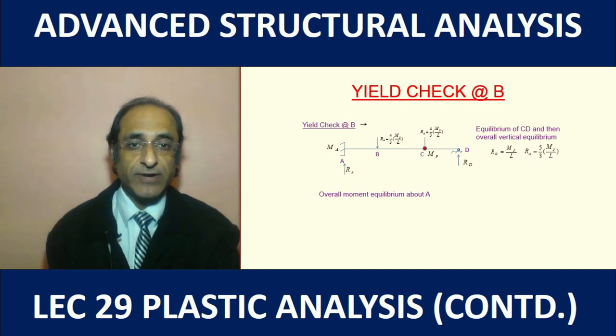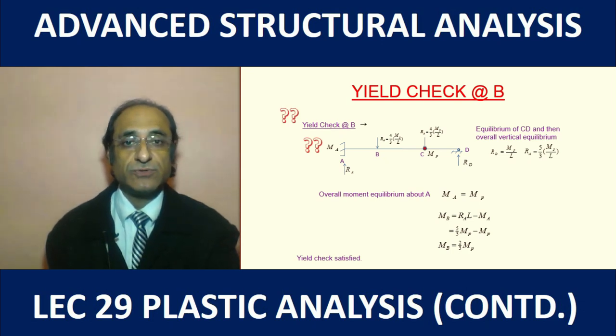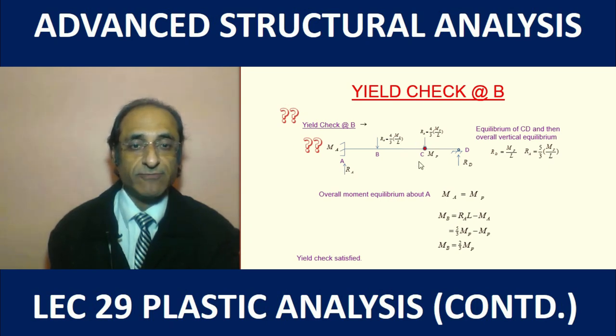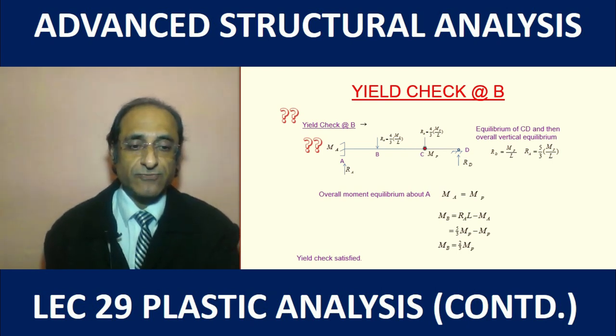Then we find the moment at A by overall moment equilibrium at A, and we find that the moment at A is equal to MP. Similarly we can work out the moment at point B, and this comes out to be 2/3 of MP. So here the yield criterion is satisfied. That means this is the true mechanism. Please note that we have kept MA as the unknown and MB as the unknown, and we have worked out these moments based on the assumption that MP is reached at C. This method we need to follow for the beams.